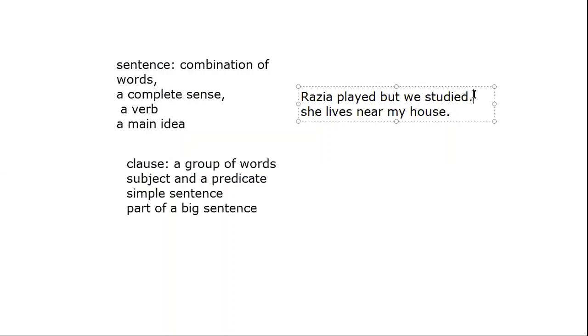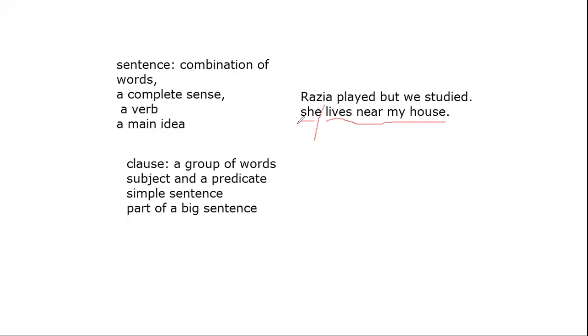Now a sentence contains at least one main idea. She lives near my house. Okay, this is a sentence. What is the subject over here? It is she. She is the subject. The whole sentence is being written about she. And what does this part of the sentence tell about she? She lives near my house. So she is the subject and lives near my house is the predicate.